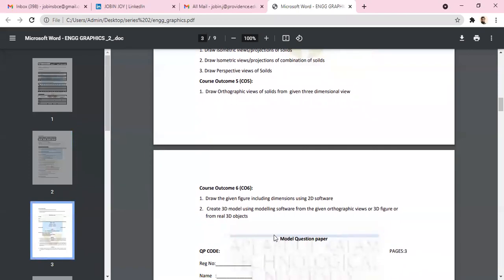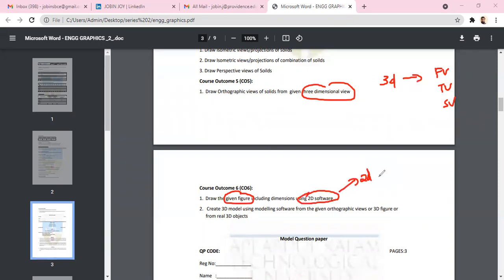Then course outcome 5: you have to draw orthographic views from the given 3D view. So you will get a 3D view, and from it you have to draw the orthographic views. Orthographic views means front view, top view, side view, etc. Then outcome number 6: you will be given a figure including dimensions, and you have to draw the given figure using 2D software.